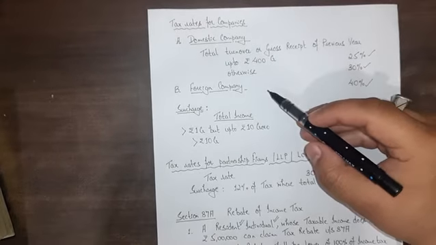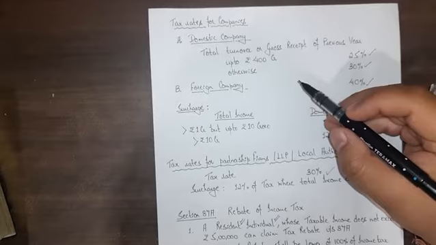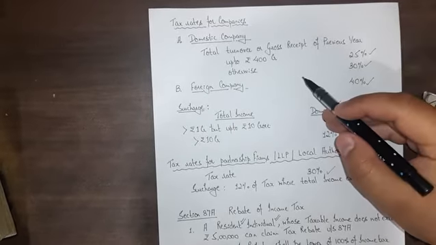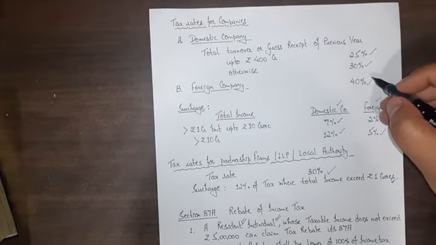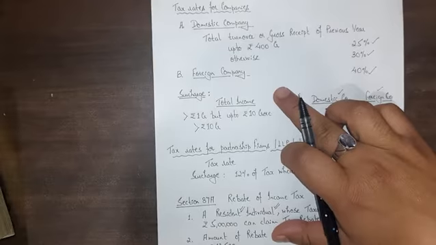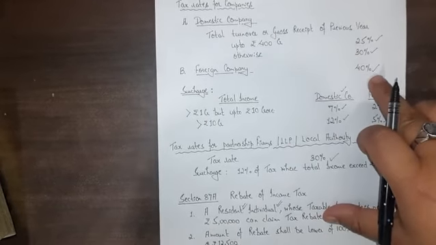Otherwise, that means if the turnover or the gross receipt exceeds 400 crore, then it'll be applicable for tax rate at 30%. For foreign company, they have taxed it at 40%.